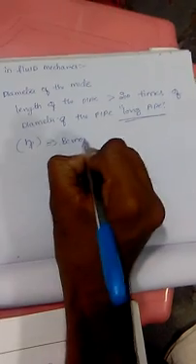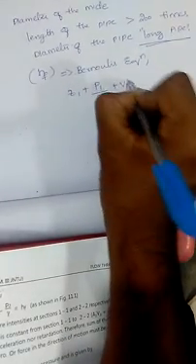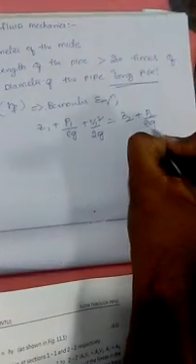Now the derivation of the major loss, that is HF. According to Bernoulli's equation, Z1 plus P1 by rho g plus V1 square by 2g is equal to Z2 plus P2 by rho g plus V2 square by 2g. We are considering two sections of the pipe as shown in the figure.